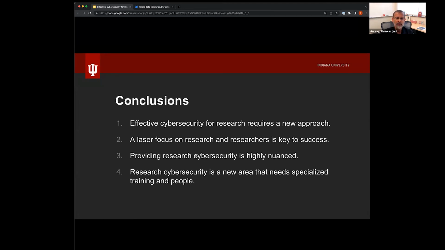So I think the conclusions are, first of all, that research cybersecurity actually is possible. It can be done. It does take some effort, but it can be effective. It does require a different approach. The top-down approach is not going to work. It has to be very researcher-centric. And having done this now for a while, we can see that this really is successful. It works.